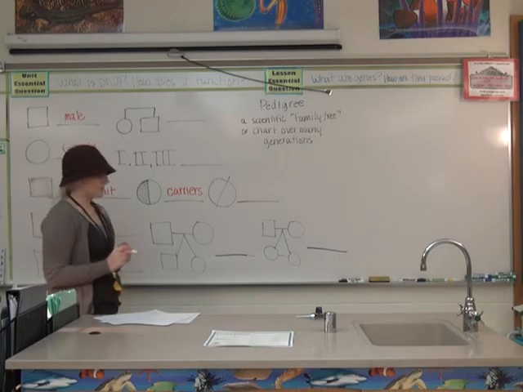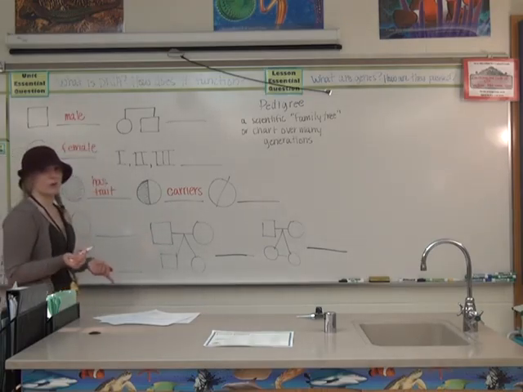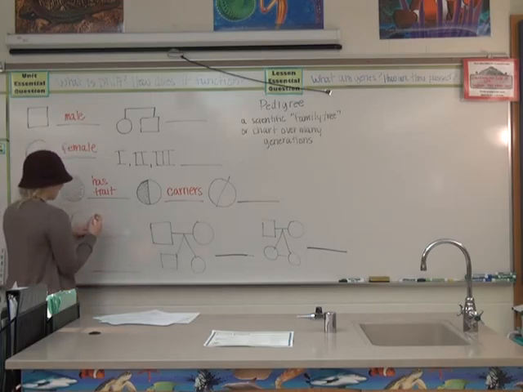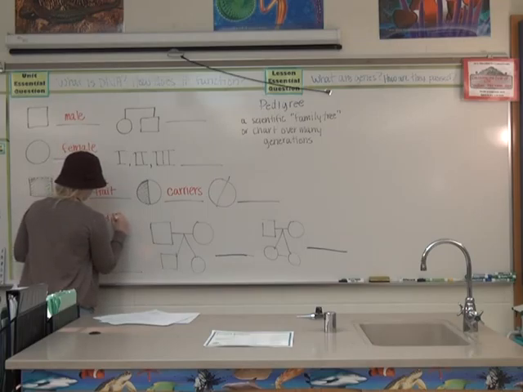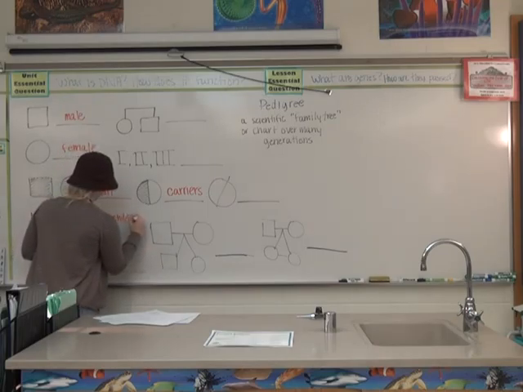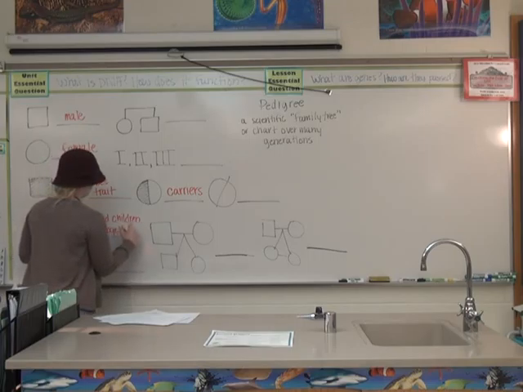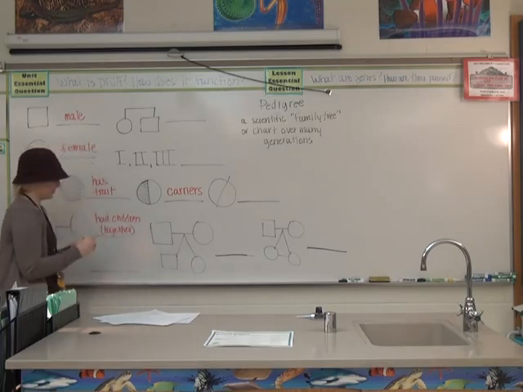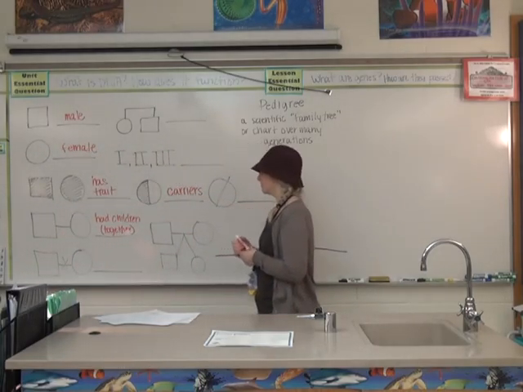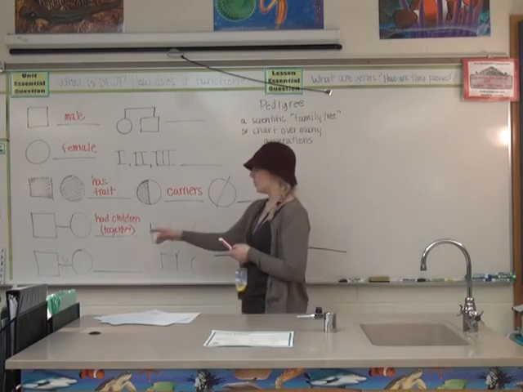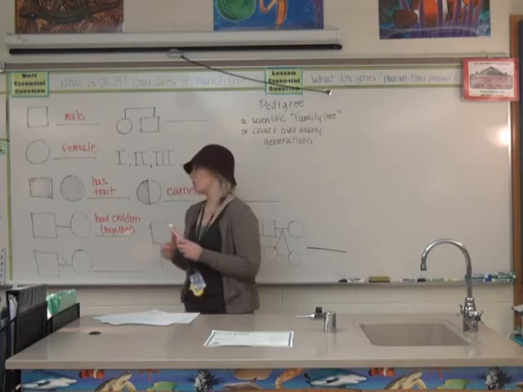We will see sometimes that a circle and a square will be connected to one another. When a circle and square are connected to one another, that means that they have had children. It can also mean just that they're together. It doesn't necessarily mean that they're married, because we very well know that people don't technically have to be married to have children. If the people are no longer together, you can just determine that by crossing out that line, so they're no longer together.